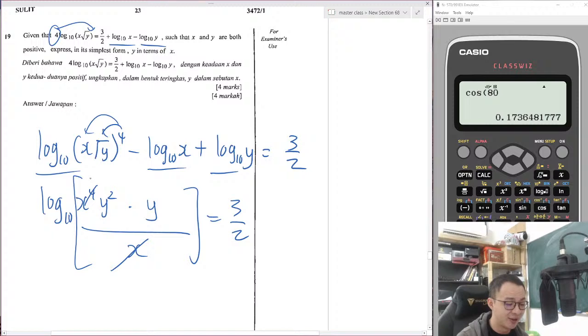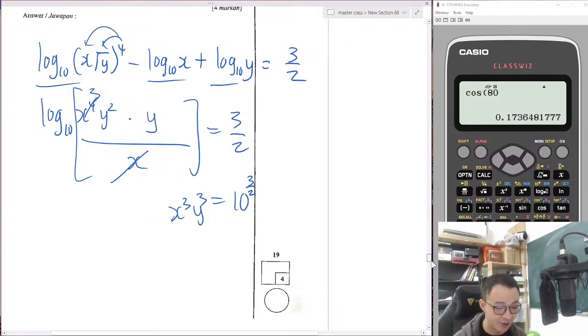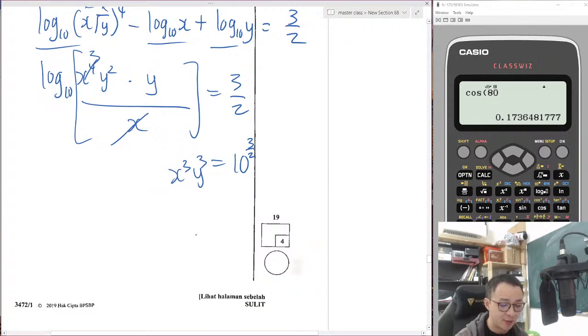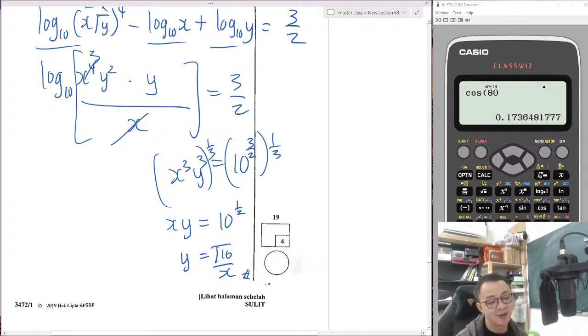Then I simplify. This is cube, I multiply y cube. Log 10 I move to the other side, 10 power of 3 over 2. This one will be x cube y cube. Okay, then I want to express y in terms of x. Then we'll just solve a little bit here. I power 1 over 3 for both sides. Basically, I cube root for both sides. Why do I want to do that? Because I can simplify it easily. 10 power 1 over 2. Then y will equal square root 10 over x. Okay, so yeah, this is how I do a question like this.